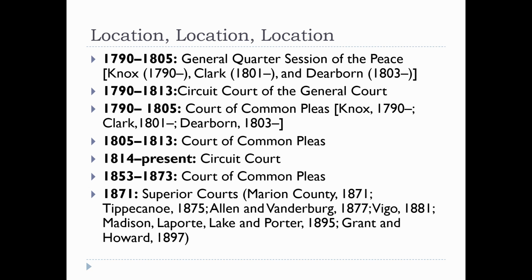just so you get a feel for how different things can be depending on which state you're in. Now, to start with, clear back when we were a territory, you had a bunch of different court names. You would have, first of all, the General Quarter Session of the Peace. They like to make things as formal as possible. That would do criminal and county administrative matters. That was in 3 different counties where that first started: Knox, Clark, and Dearborn, and it kind of grew.